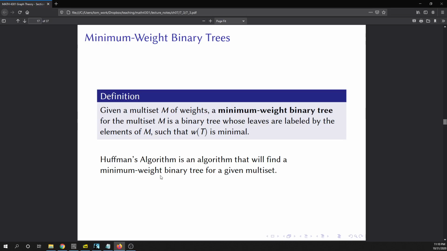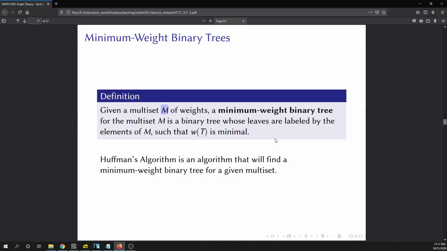All right, and so as I mentioned previously, what we want to do to find these efficient prefix codes is to find minimum weight binary trees. So if you're given a multiset of weights, remember those are non-negative integers, and they can be repeated. A minimum weight binary tree for the multiset M is a binary tree whose leaves are labeled by the elements of M such that the weight of T is minimal.